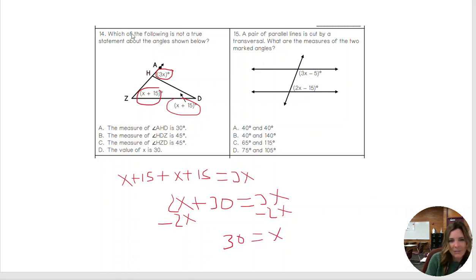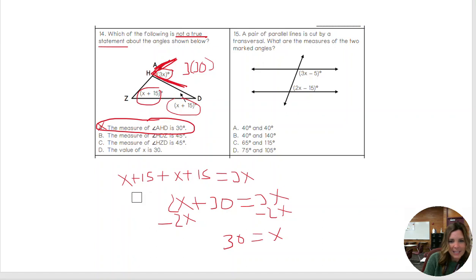And we have to figure out the one that is not a true statement. Okay, so the measure of AHD, so that's this one right here, the expression for that one is 3 times x. We know that x is 30. 3 times 30 is 90. So this one is not true. That's the first one that we came to. That should have been our answer. The rest of these statements are true. Okay, 15.